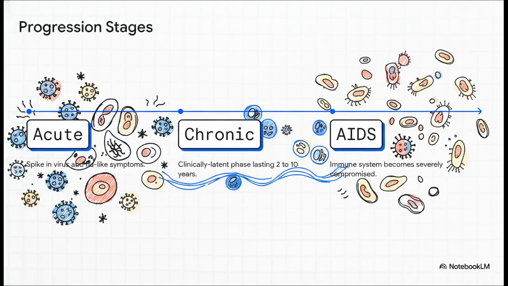Let's zoom back out for Section 3, the 3 stages of infection across the entire body. Generally speaking, this infection moves through 3 distinct phases. First is the acute infection. The virus hits the lymph nodes, replicates like crazy, and causes a huge viral spike, usually bringing on flu-like symptoms. Eventually, your immune system launches a counterattack, pushes the virus back, and we enter Stage 2, the chronic or clinically latent phase. This is a long, quiet standoff that can last anywhere from 2 to 10 years. And finally, stage 3 is AIDS, when the immune system's defenses basically collapse.